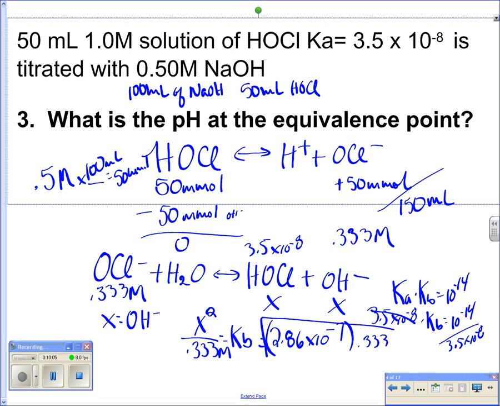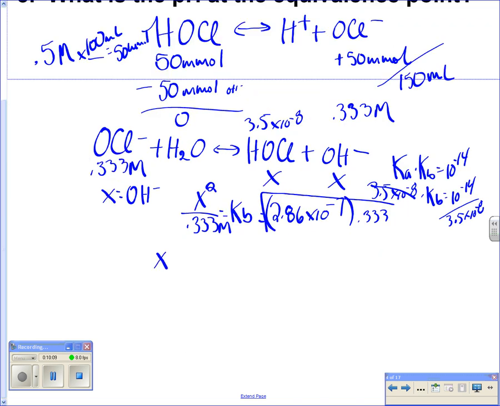So my OH value is 3.07 times 10 to the minus 4. So I know that X, which equals OH minus, is equal to 3.07 times 10 to the minus 4. So then, if I minus log that value, I'm going to get pOH.